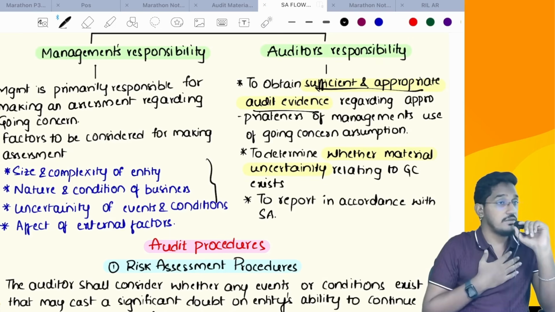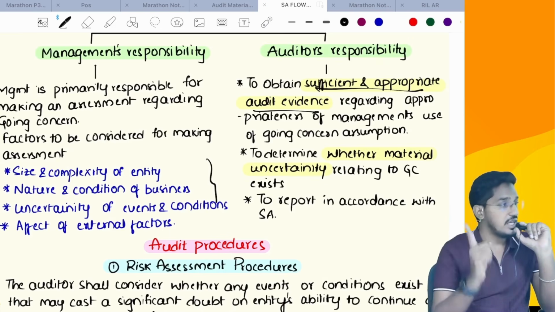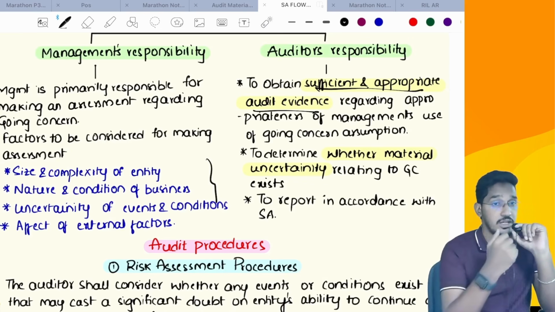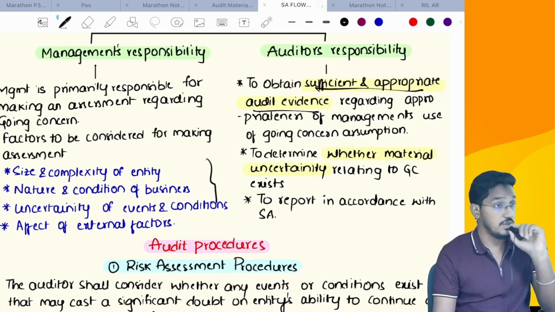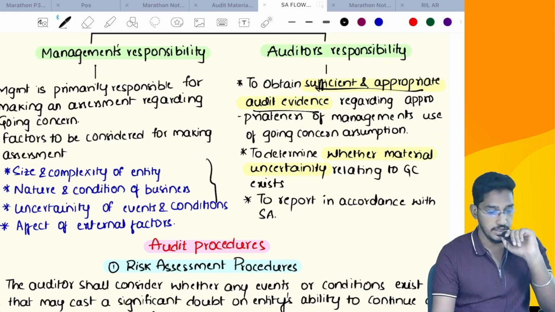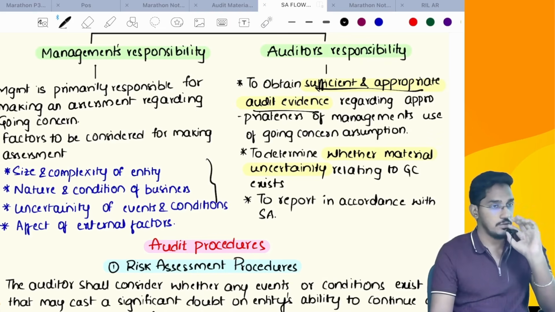Now I need to obtain audit evidence. Is it so? Will the entity really continue for the foreseeable future, or is there any requirement on the company to close down in the coming 1 year? Regarding that appropriateness, I need to obtain sufficient and appropriate audit evidence. So obtaining audit evidence is my responsibility. I will come back to the remaining two responsibilities later.